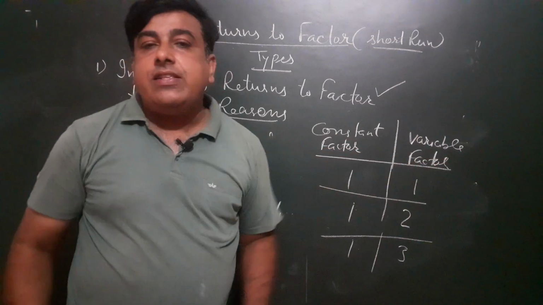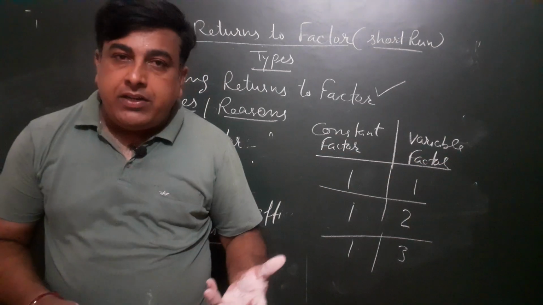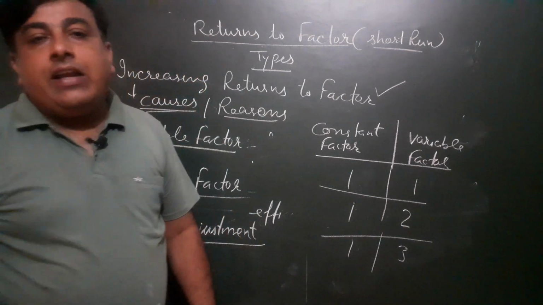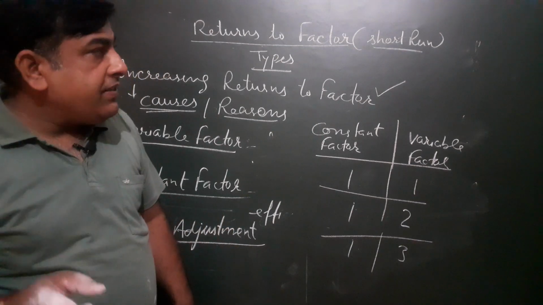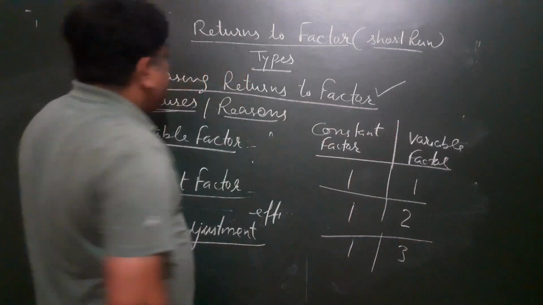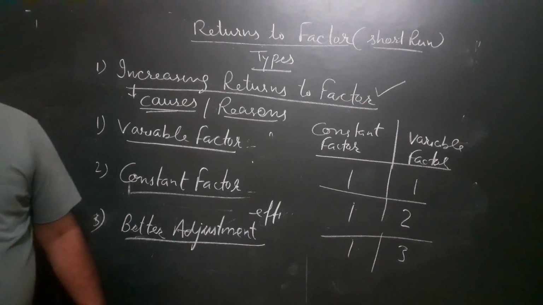So in the beginning, when we use variable factor with the constant factor, the efficiency of the constant factor as well as the efficiency of the variable factor increases, and in the beginning we find that total production as well as marginal production both increase, and such a situation is called increasing returns to factor. Thanks.